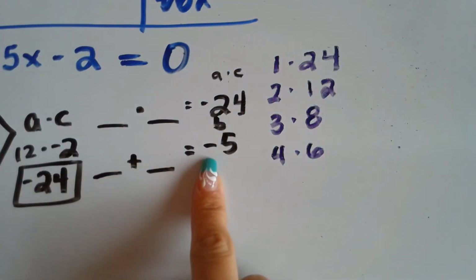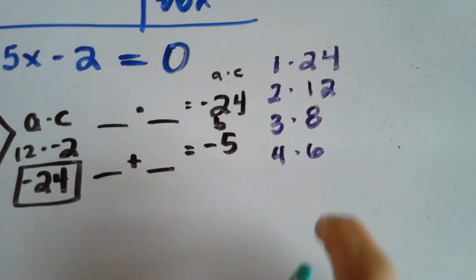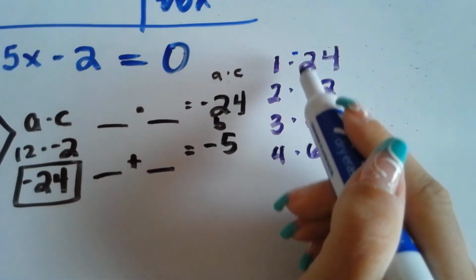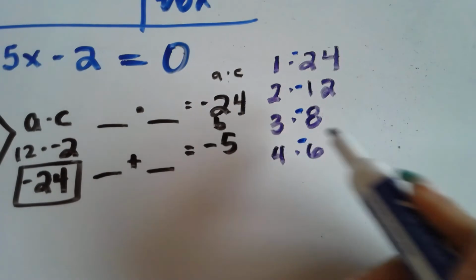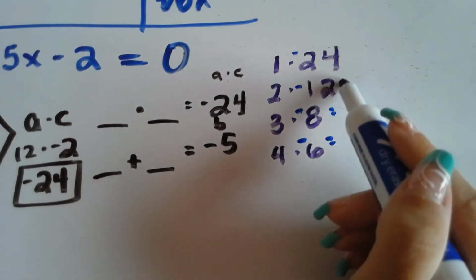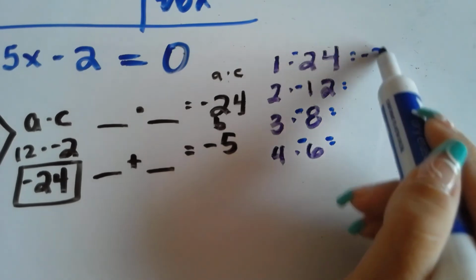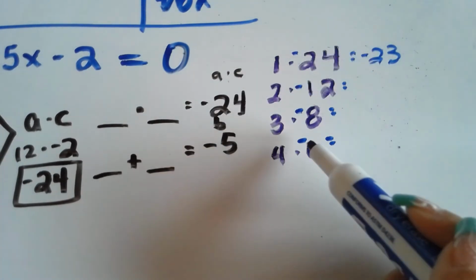Now we know it has to add to be a negative, which means if this is a negative, our bigger numbers are going to be negative. So let's go ahead and just throw in these negatives here, and let's just see what they give us. So 1 minus 24 is going to be negative 23. That's not negative 5.